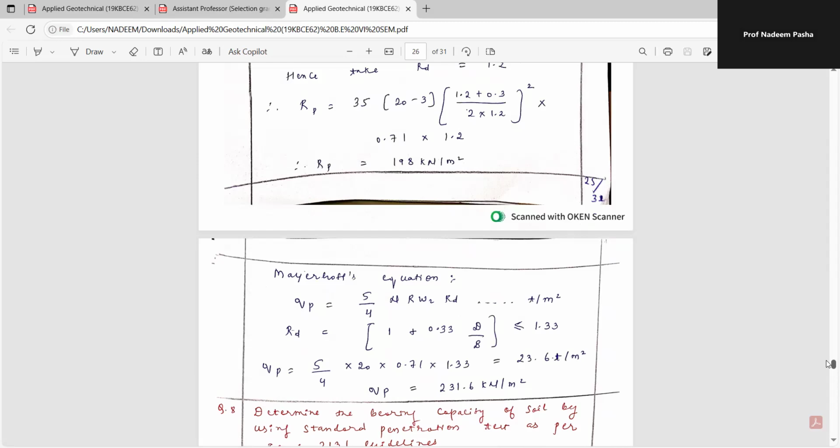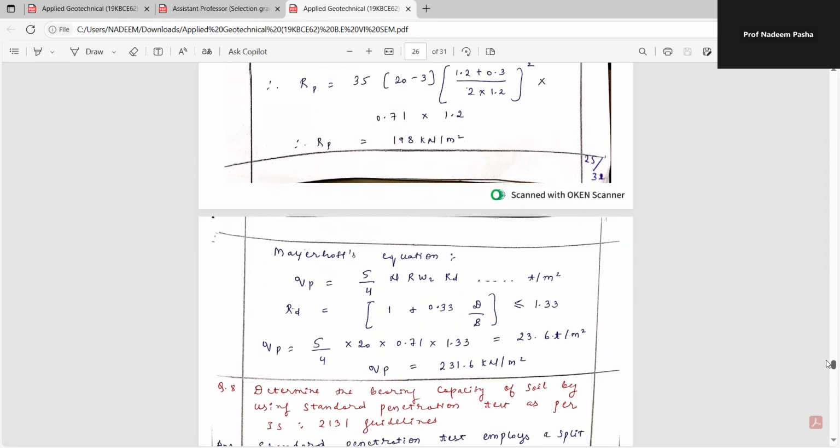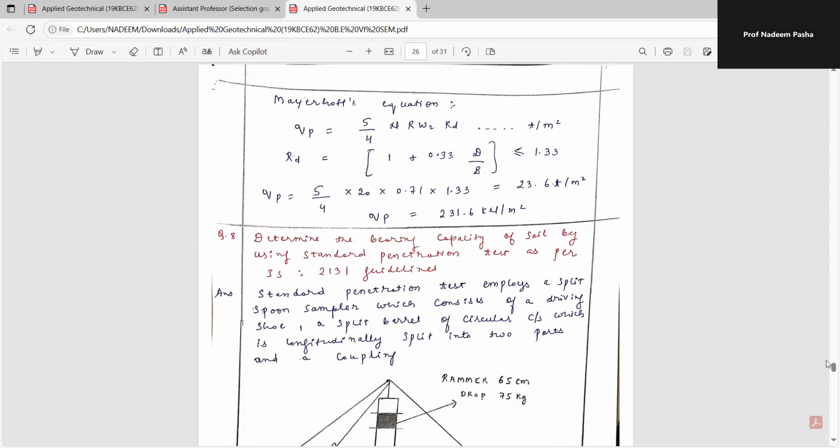Meyerhof's equation qp is equal to 5 by 4 N into Rw into Rd tons per meter square. Rd is equal to 1 plus 0.33 into D by B less than equal to 1.33. So qp is equal to 5 by 4 into 20 into 0.7 into 1.33. So it comes out to 23.6 ton per meter square. qp is equal to 231.6 kilonewton per meter square.